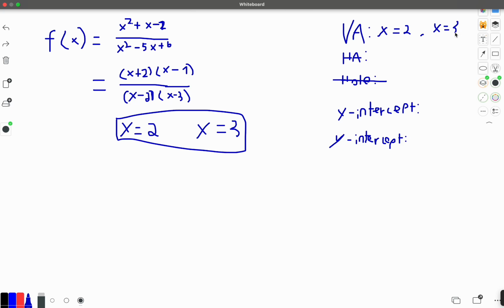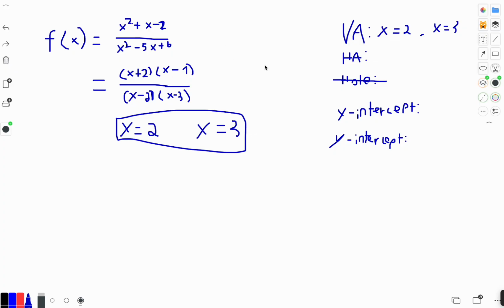Okay, great. Now, the horizontal asymptote, I'm pretty sure it's the exact same as in our previous example, right? The leading coefficient of the numerator is 1, and then we divide that by the leading coefficient of the denominator, which is also 1. So our horizontal asymptote is y is equal to 1.